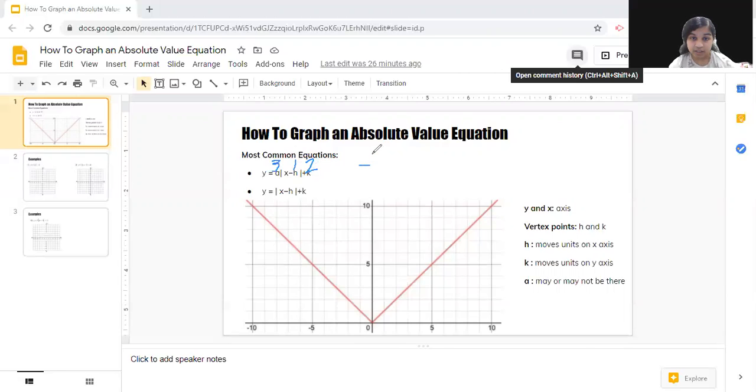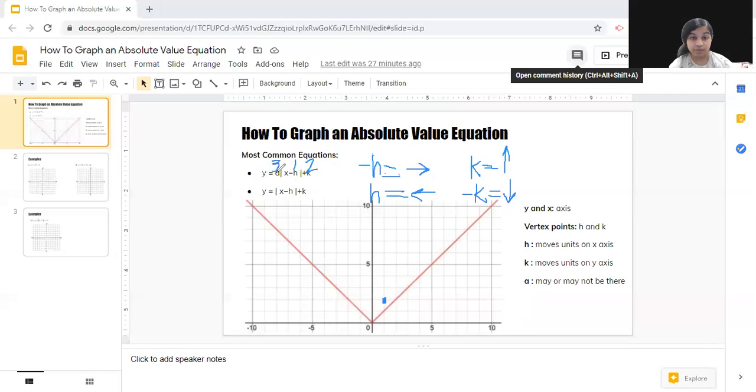So what you have to keep in mind is that a negative h is units moving to the right, while a positive h is moving units to the left. And a positive k will move units up, while a negative k will move units down. So we have a negative h in this case, which means we will be moving 1 unit to the right and a positive k, which means we will be moving 2 units up. So here is our vertex point.